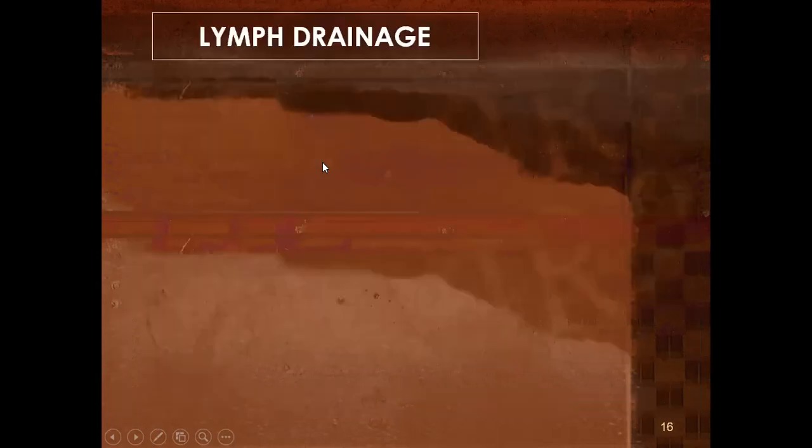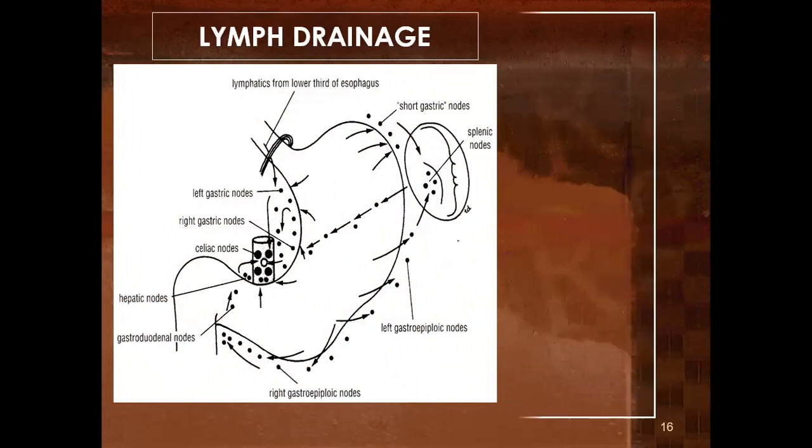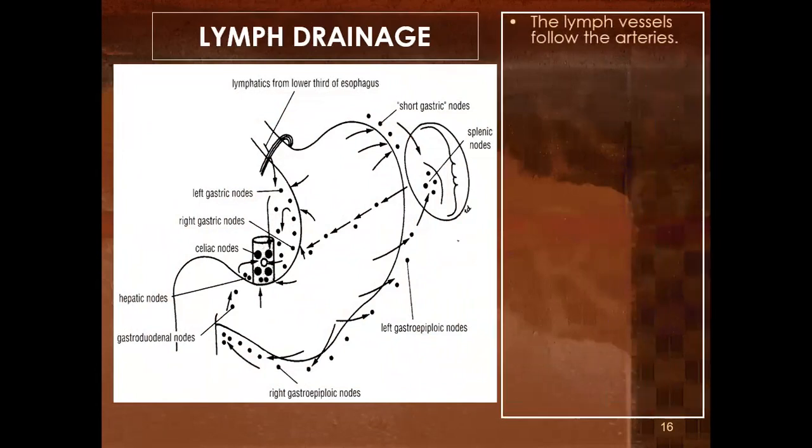Okay. Now coming to the lymphatic drainage. Lymphatic drainage of the stomach is very important, especially in case of the carcinoma of the stomach. In carcinoma of the stomach, these lymph nodes play a very important role. Okay. So coming to the lymphatic drainage. So the lymph vessels follow the arteries.